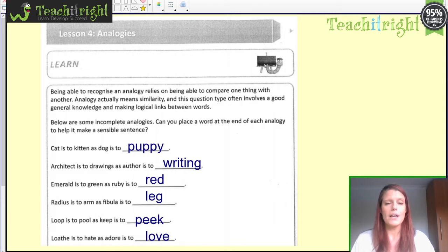Radius is to arm as fibula is to leg. So you may not have known these bone names, but again, you could have looked it up in a dictionary if you weren't sure. Loop is to pool as keep is to peak. With this one, the words have been reversed. So loop and pool have exactly the same letters in, but the word has just been switched around. And keep and peak has done the same thing. And to peek means to look through something, to peep. Loathe is to hate, as adore is to love.